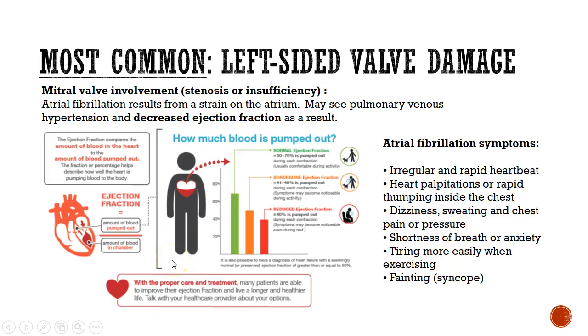The most common, like I mentioned before, is going to be left-sided valve damage. In this, when we talk about the mitral valve, when there is involvement, whether it's stenosis or insufficiency, a patient may have atrial fibrillation as a result from the strain on the atrium. With this, you may see pulmonary venous hypertension and a decrease in the ejection fraction as a result. Your symptoms for atrial fibrillation are going to be irregular rapid heartbeat, palpitations, dizziness, shortness of breath or anxiety, tiring more easily when exercising, and possibly fainting or syncope.